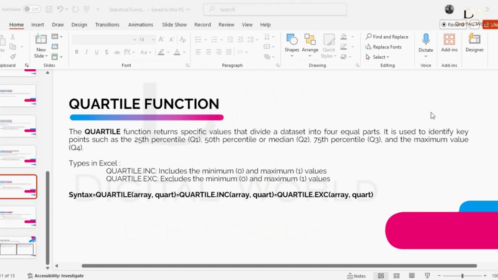What does it mean? The quartile function returns specific values that divide a dataset into four equal parts. It is used to identify key points such as the 25th percentile or quartile 1, the 50th percentile or median, quartile 2, the 75th percentile, quartile 3, and the maximum value, Q4. The quartile function is quite straightforward, from the word quarter.